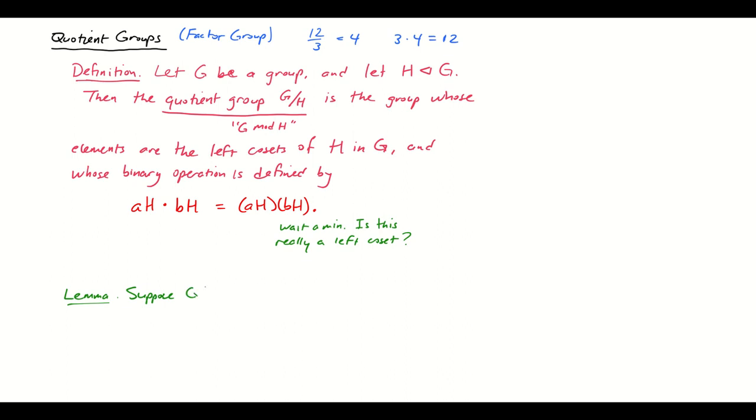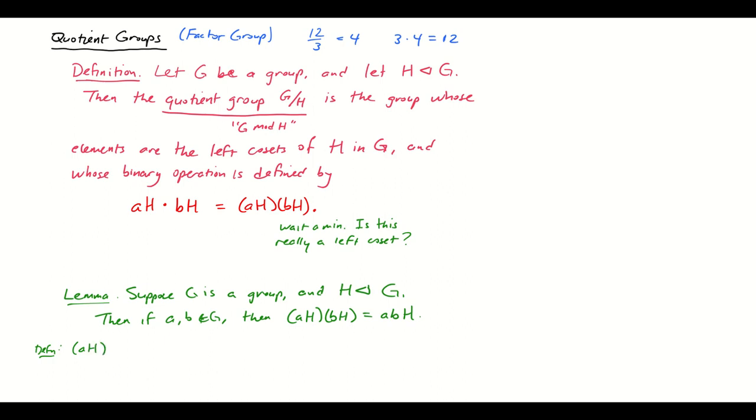Suppose G is a group and H is a normal subgroup of G, normal. Then, if a and b belong to G, any elements of G, then the product of these two cosets is equal to this specific coset, the left coset of H containing ab. And just so that we have this here, the definition we're using is that aH times bH is the set of all xy such that x belongs to aH and y belongs to bH.